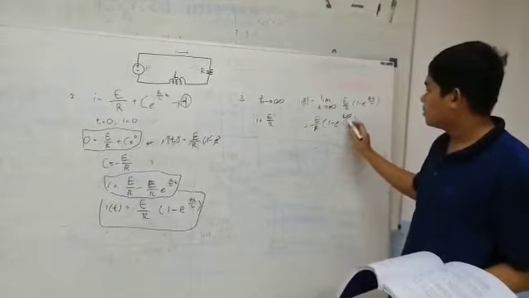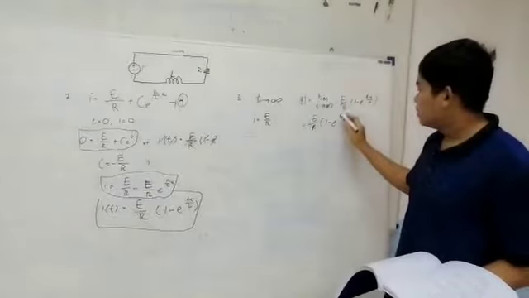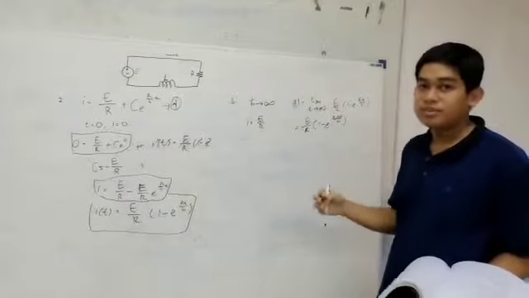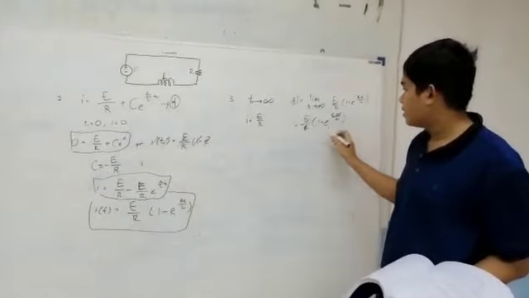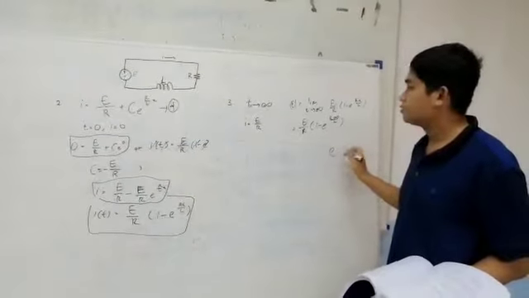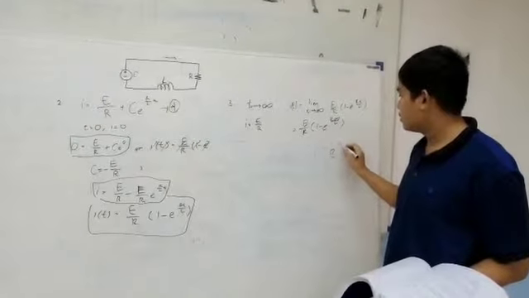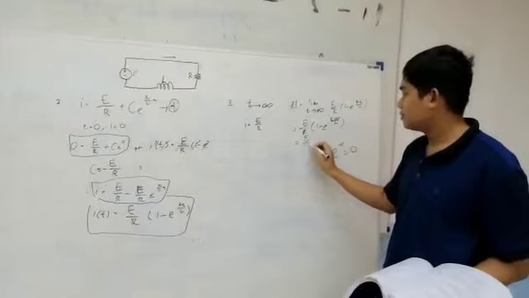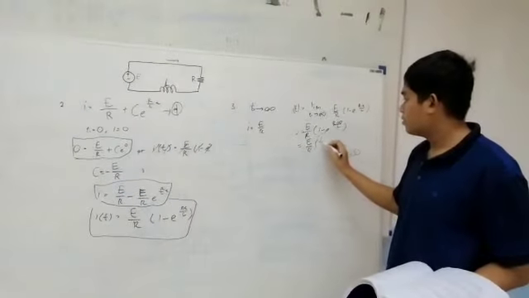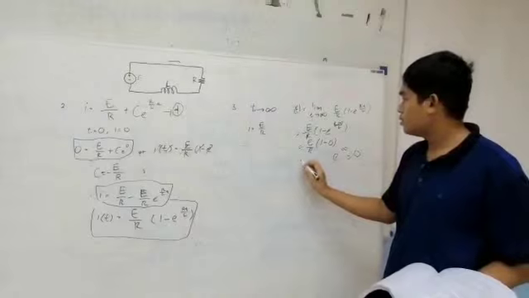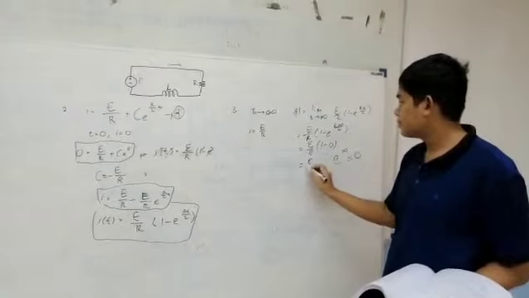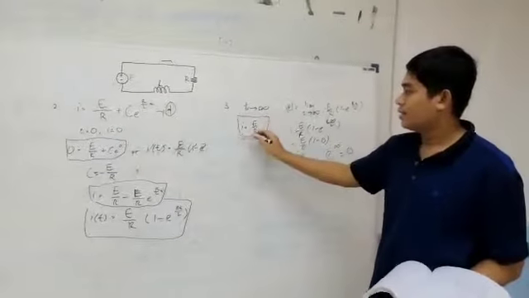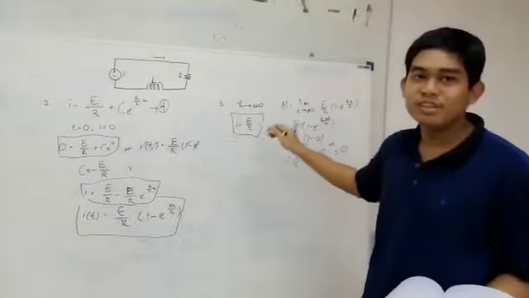As we know, the exponent of negative infinity will become 0. So it will become E over R times 1 minus 0. So we will get E over R, which is I equal to E over R. That's the final answer.